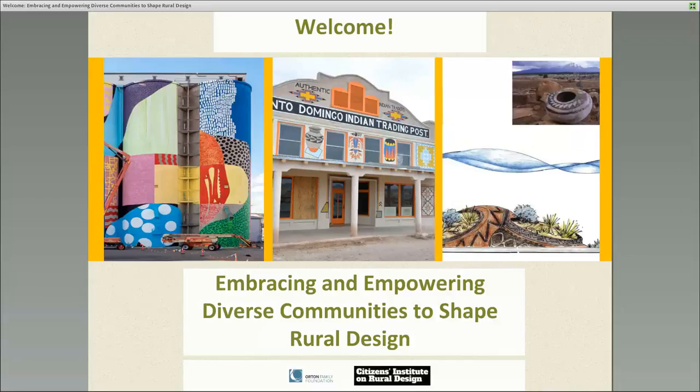Today we have three terrific practitioners who will introduce us to communities that have effectively involved diverse voices for community design projects. They'll share how they identified and engaged diverse perspectives, formed partnerships, and what doors opened as a result.